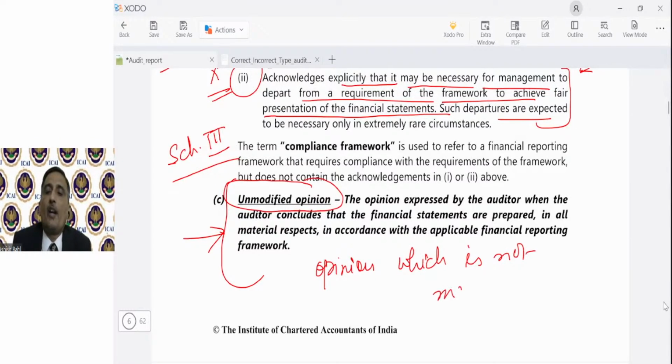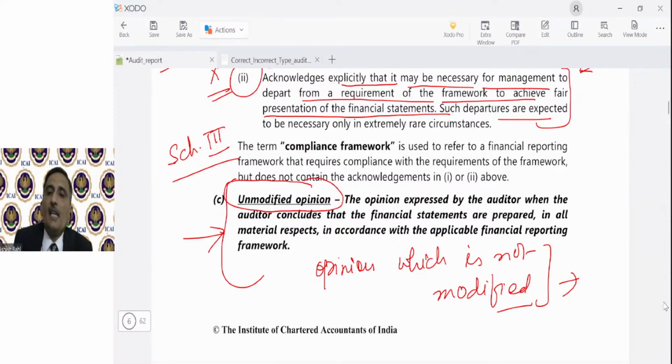Now, Pranav, you are asking again whether it is a choice of the company to opt for fair representation or compliance framework. Do not try to go deep into it. You just understand that for the purpose of your syllabus, what we are referring to is the fair representation framework. Okay.